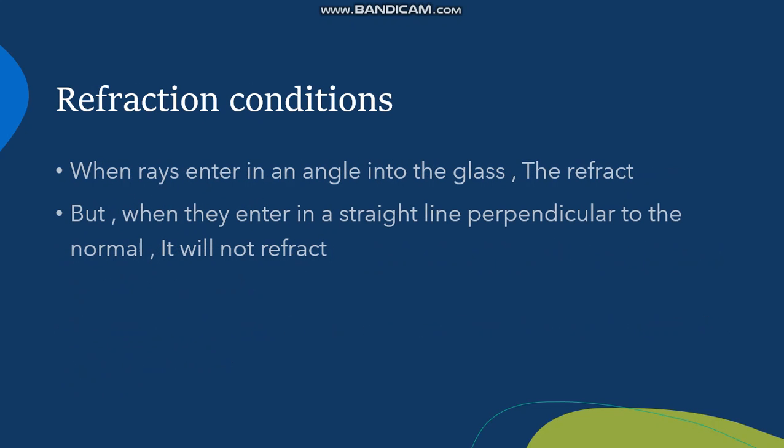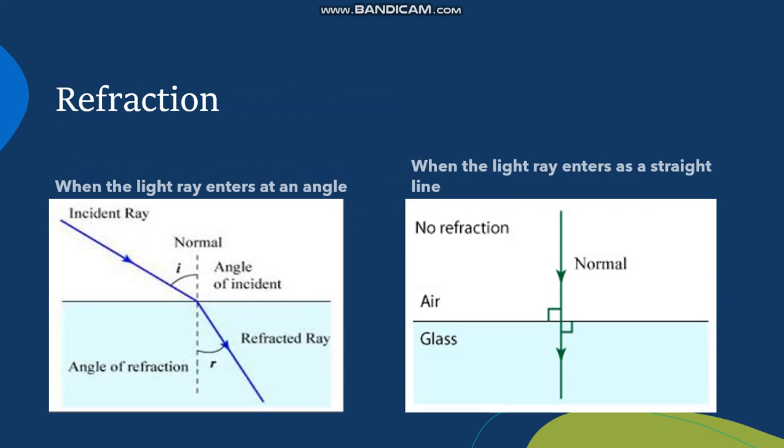Refraction conditions. When the ray enters the glass at an angle, it refracts. But when it enters in a straight line, perpendicular to the surface, it will not refract. Here we can see when it enters at an angle, the incidence ray, and here the refracted ray is towards the normal, so it's slower, as it enters another material. Here it is refracted, but on the other side it is entering in a straight line, and when it enters the glass there is no angle, so there's no refraction happening over here.